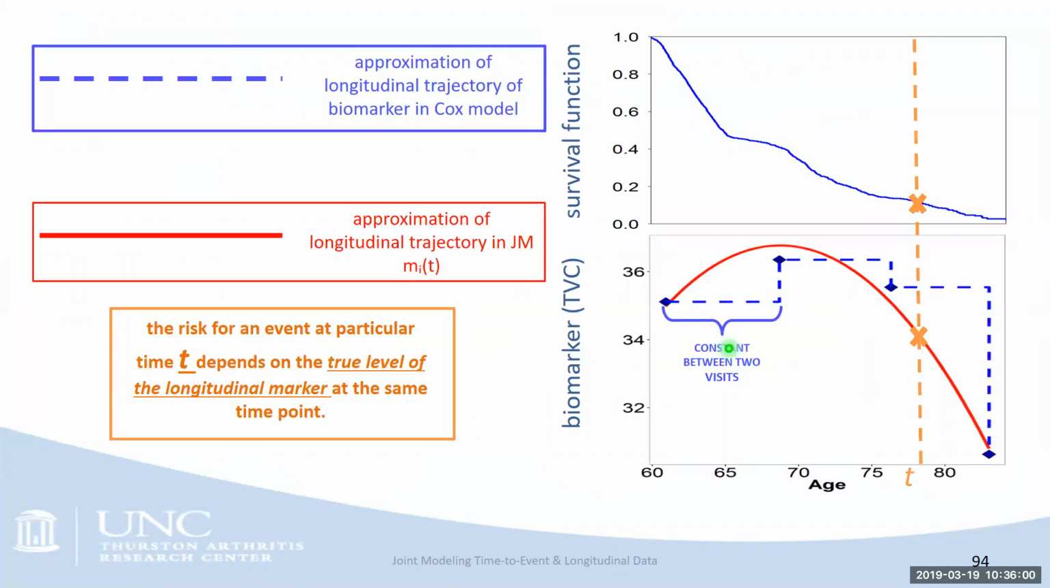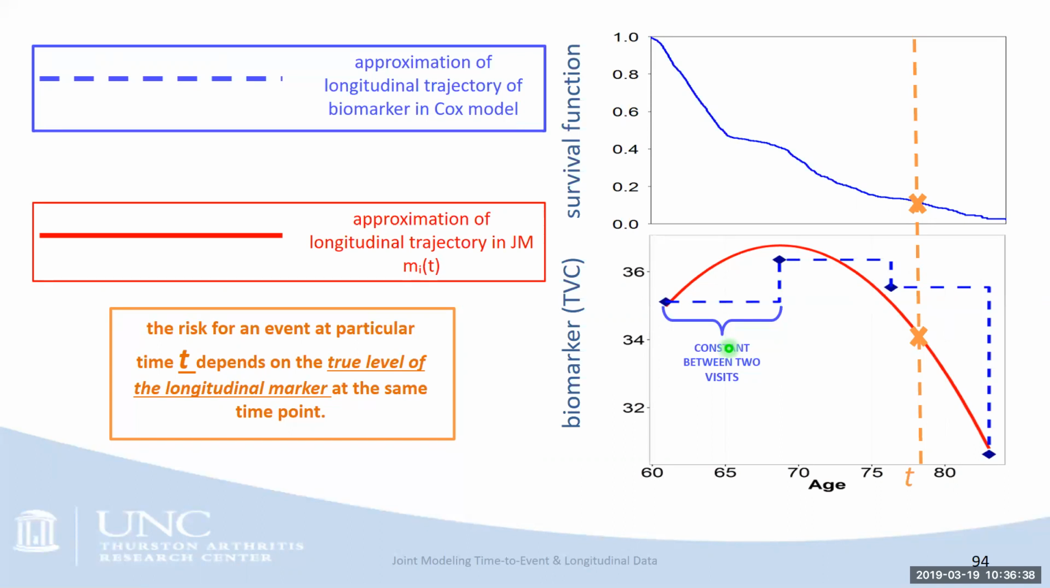So this is another representation of joint model. Here the blue solid line in the top panel shows the survival function. The blue dashed line in the bottom panel corresponds to the approximation of longitudinal trajectory of biomarker in Cox model. A value of biomarker observed and recorded only at a specific time will remain the same between two visits and will be associated with the risk of event until the next visit. The solid red line represents the approximation of longitudinal trajectory in joint model.